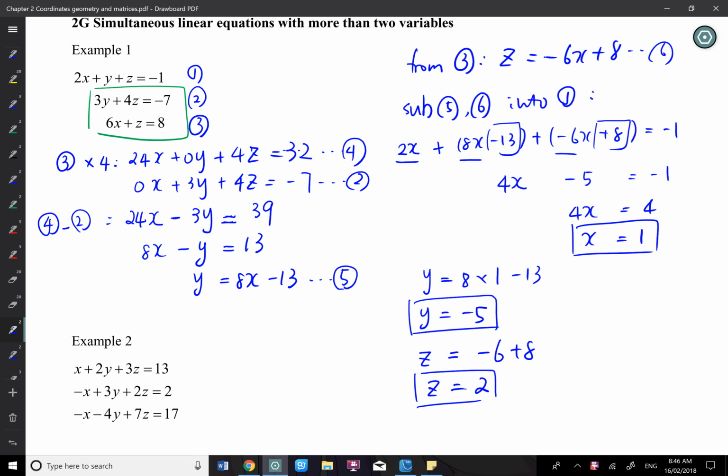After you finish this one, you can have a try of the second one. What you want to do is try to use 2 equations, eliminating or substituting, to make y in terms of x and z in terms of x. Or if you want to make x in terms of y and z in terms of y, that's also fine. So you just make the 2 other variables in terms of the first variable. That's it.